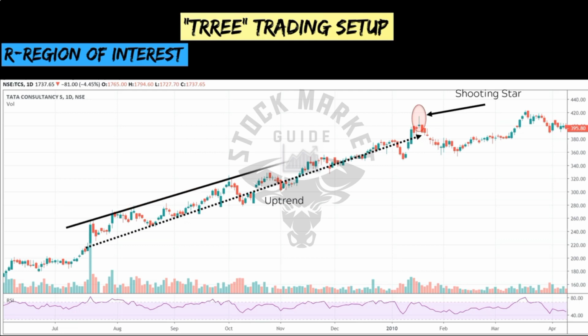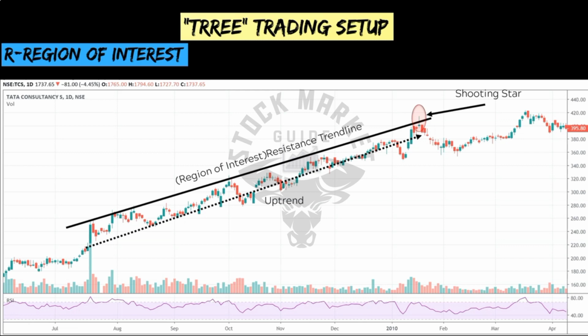Now just notice, if I draw this trend line here, you will observe that the price is respecting this trend line as a strong resistance level. Thus this shooting star is indeed forming at an important region of interest where probability of reversal is huge. So friends, hope this concept of region of interest is clear to you.